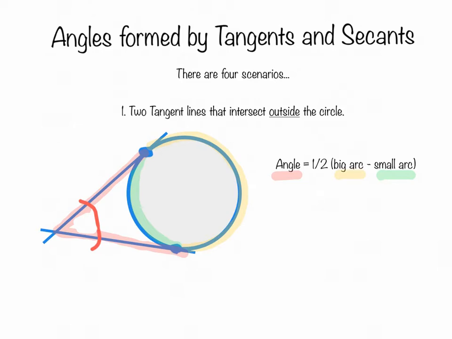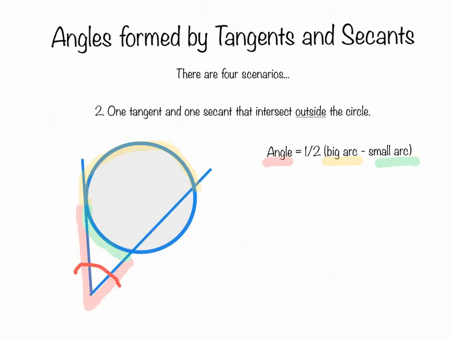So our formula, every time we have a vertex outside of the circle, is going to be the angle is equal to half of the difference between the big arc and the small arc. We always put the big arc first because we want it to be a positive number. So the angle is equal to half of the big arc minus the small arc.